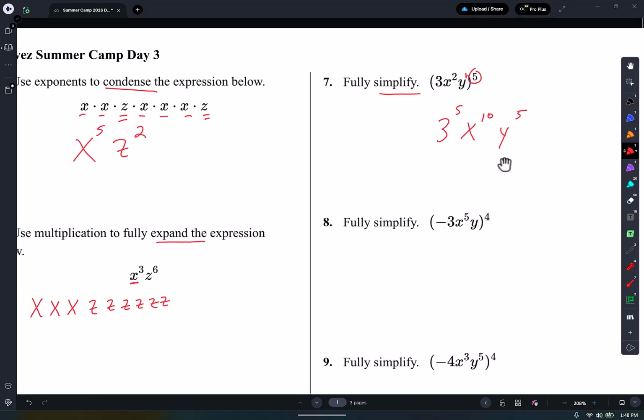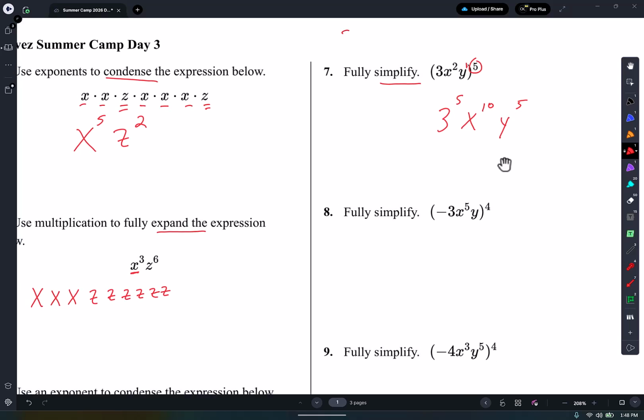Let's simplify that 3 to the 5th. 3 to the 5th means 3 times 3 times 3 times 3 times 3. I know 3 times 3 is 9, so this is 9 times 9, so I have 81 times 3. How do you do 81 times 3 without a calculator? Well, I know 8 times 3 is 24, so 81 times 3 is 240, and then just add the 1 three times: plus 1 plus 1 plus 1. So it's going to be 243 x to the 10th, y to the 5th.